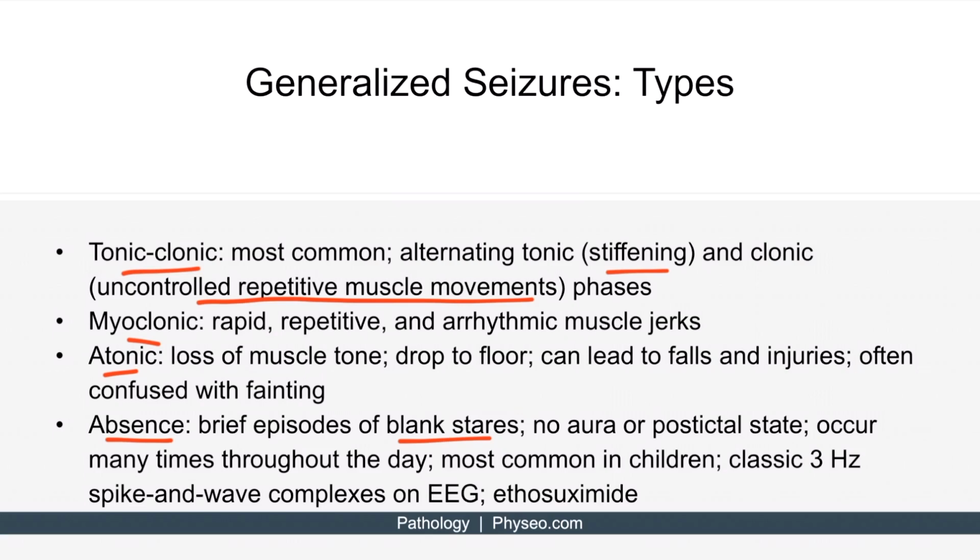Absence seizure is most commonly present in children and can disrupt their school performance, and teachers will remark that the child stares into the distance frequently. On EEG, a classic finding that can be described is the presence of 3 Hz spike and wave complexes. Finally, absence seizures are treated with ethosuximide.